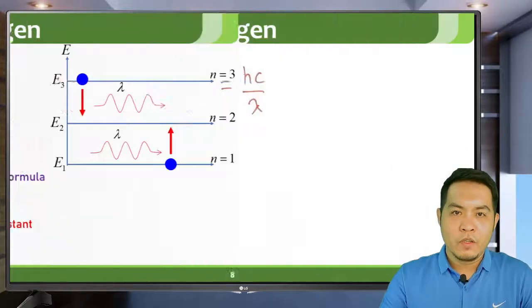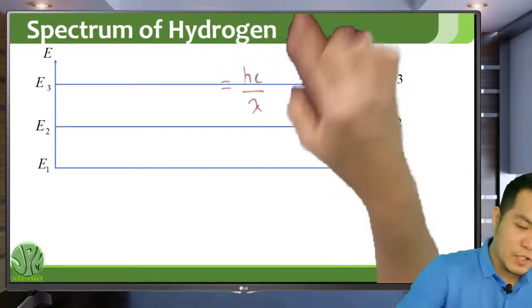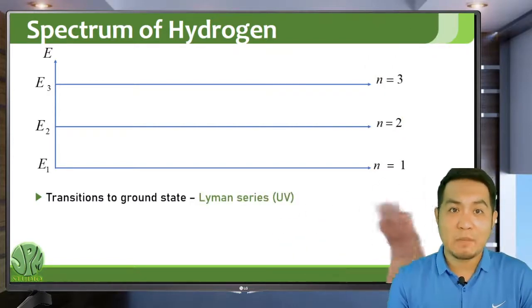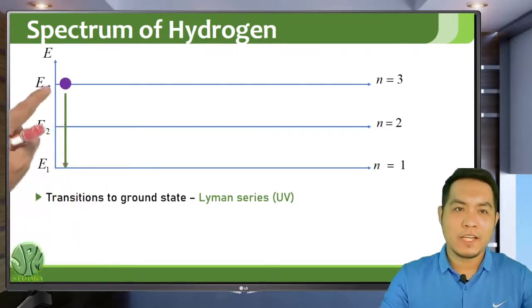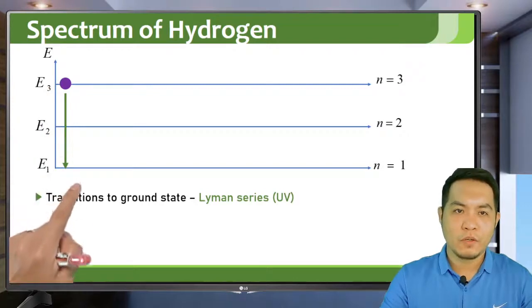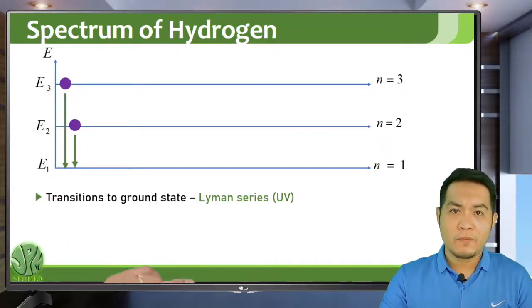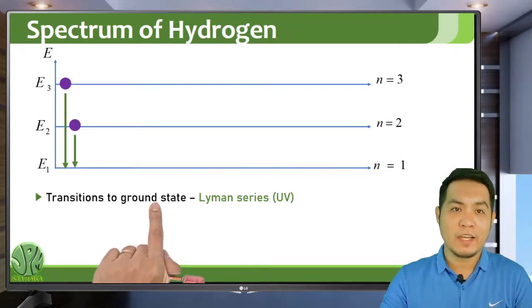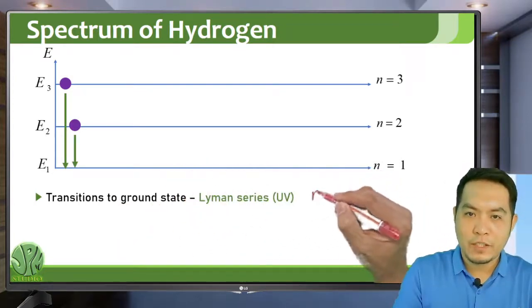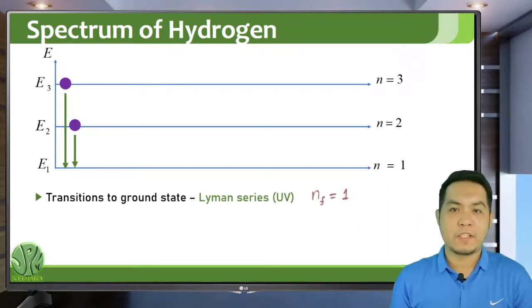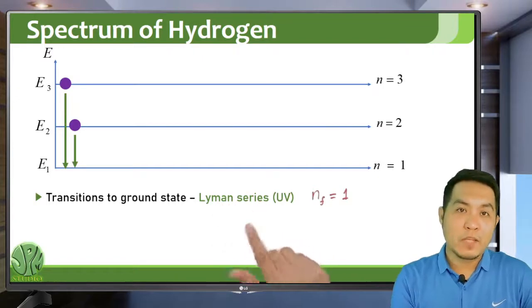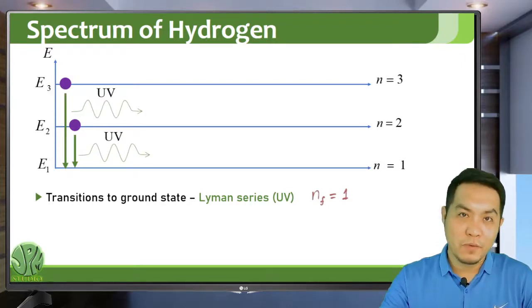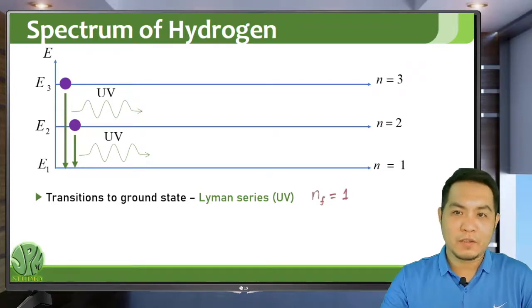So for hydrogen, transitions towards the ground state are also called Lyman transitions because they form a Lyman series. For example, if an electron transitions from energy level 3 to 1, or from 2 to 1, or from 4 to 1, the important thing here is the final state is n equal to 1, transition towards the ground state. So the final energy level Nf is the ground state, Nf is equal to 1. They will form a Lyman series. So the wavelengths will form a Lyman series.